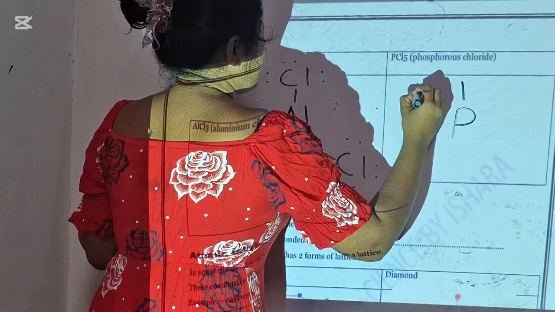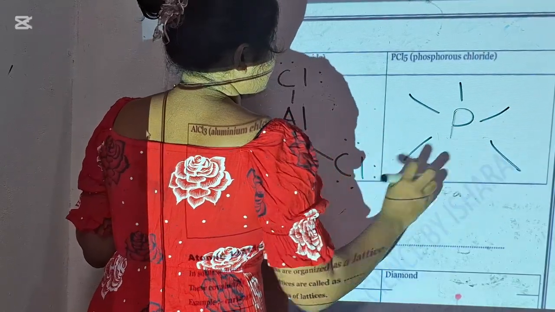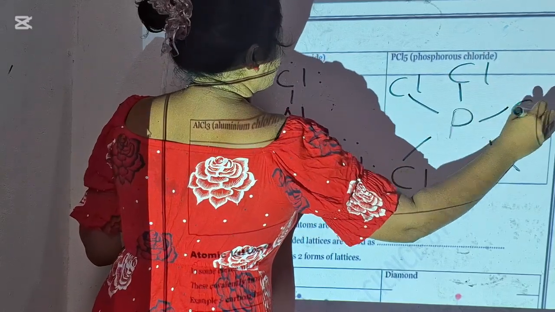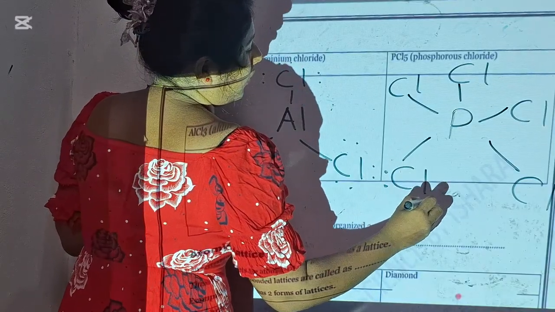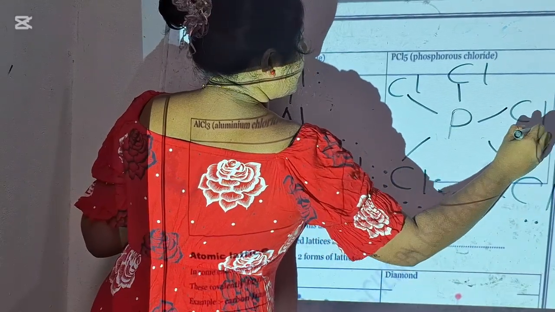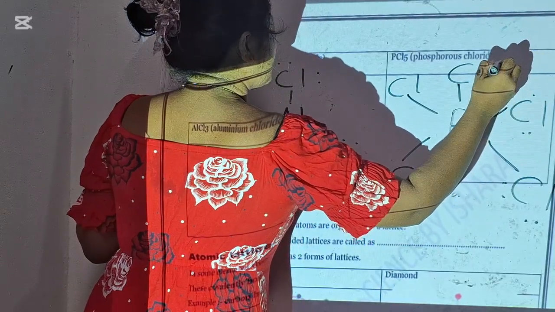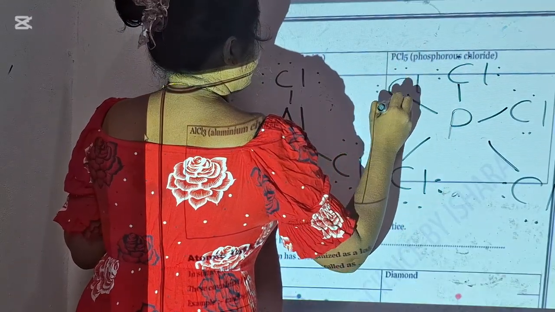PCl5, phosphorus chloride. This is the way of drawing. Chlorine, chlorine, chlorine, chlorine, chlorine, each with lone pairs.